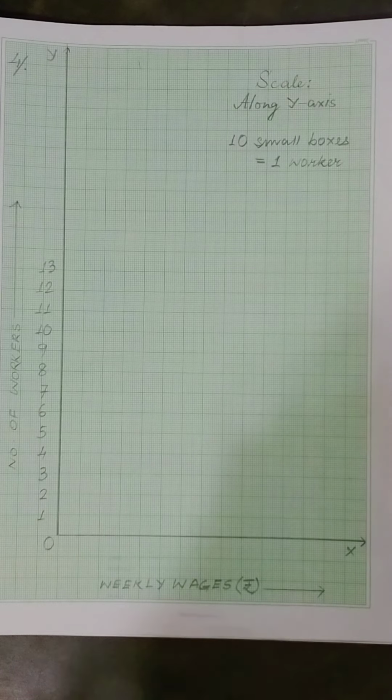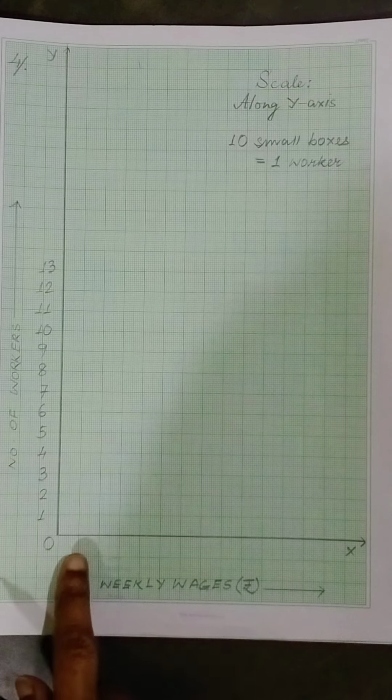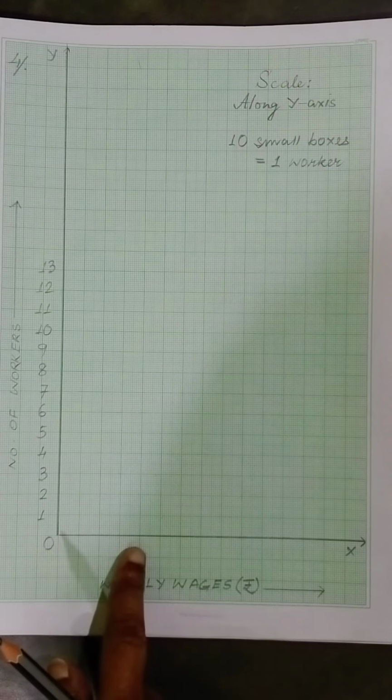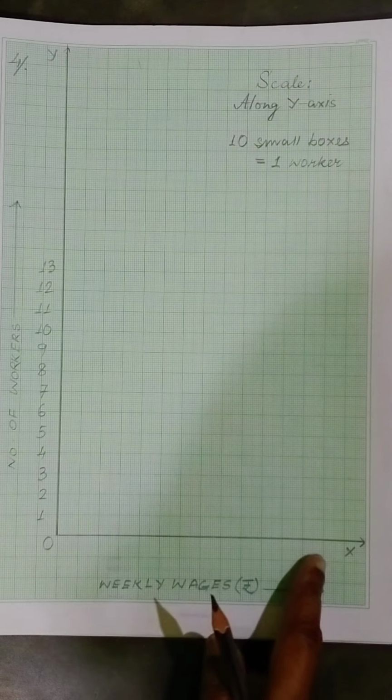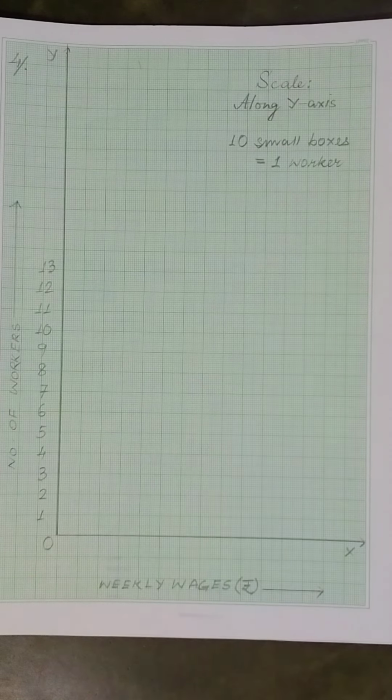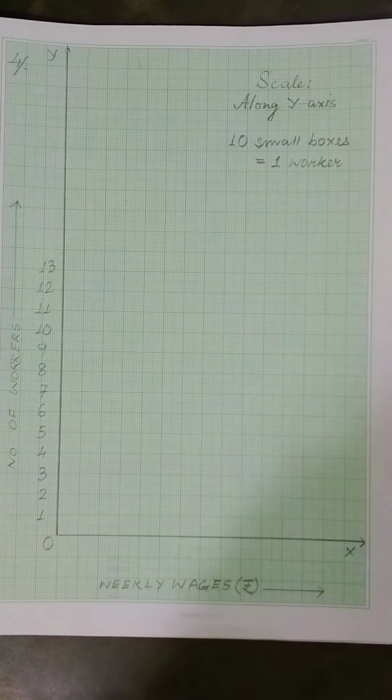Is it possible in a graph paper, my dear students? Is it possible? No, na? I have done only 10, 20, 30, 40, 50, 60, 70, 80, 90, 100, 110, 20, 30, 40, 50. Almost 50, up to 50. But we need 800. So is it possible?